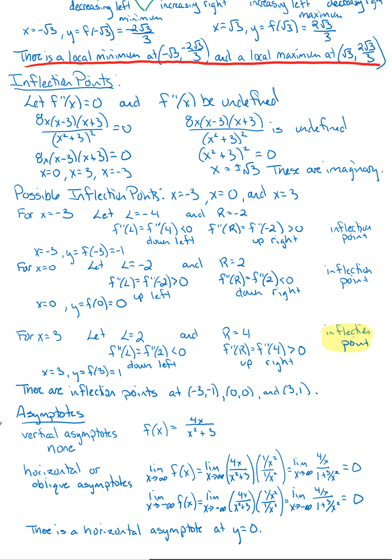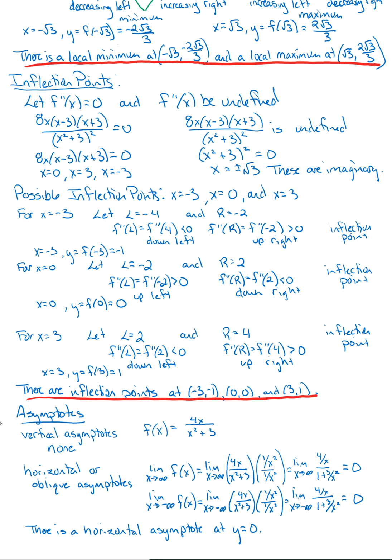Again, concave down on one side, concave up on the other. There we have an inflection point. And then let's find that y value. Again, we simply evaluate the function at that x value, which is 3. So we end up with inflection points of (-3, -1), (0, 0), and (3, 1).